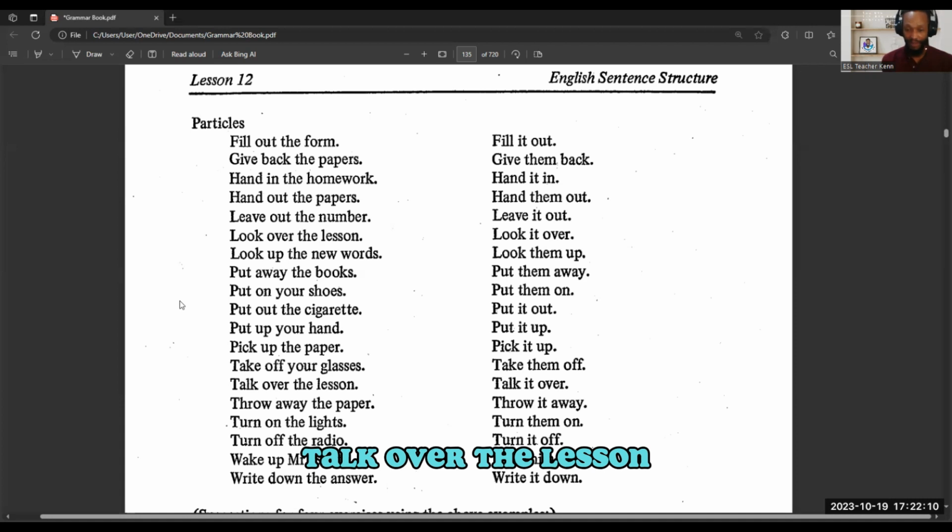Talk over the lesson. Again, talk over the lesson. Talk it over. Talk it over. Throw away the paper. Throw away the paper. Throw it away. Throw it away.